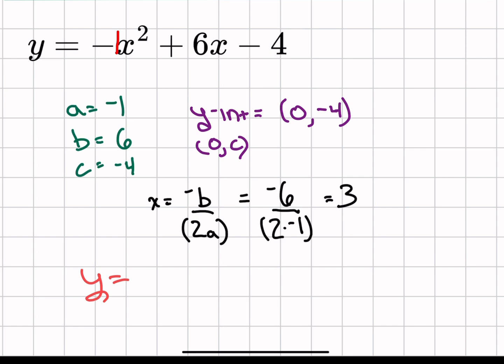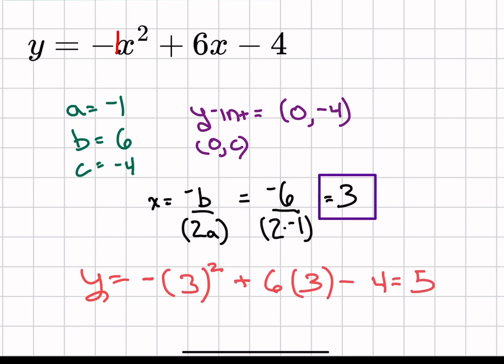Now I'm going to put that back in our equation to find the y value, and you should get a 5. This is the x value for our vertex. This is the y value for our vertex. And so our vertex is 3, 5.